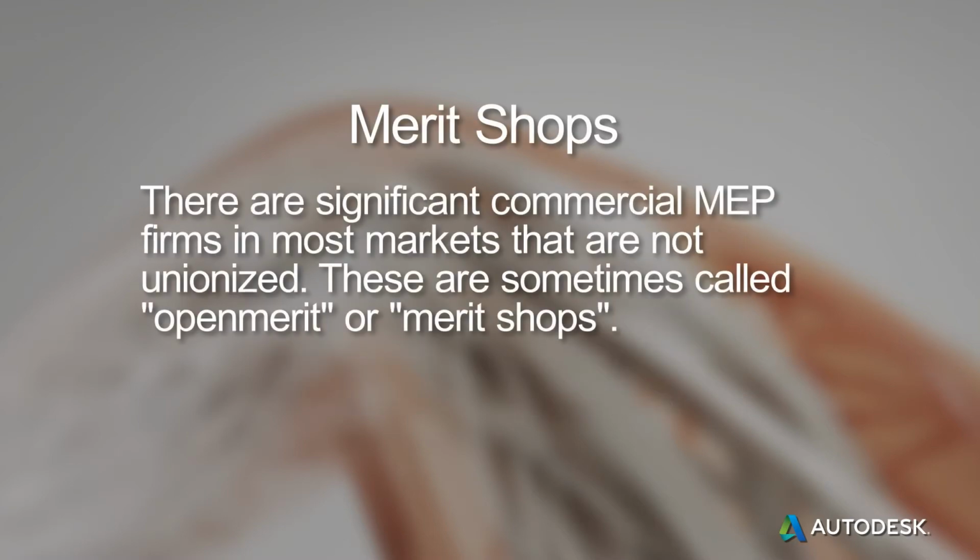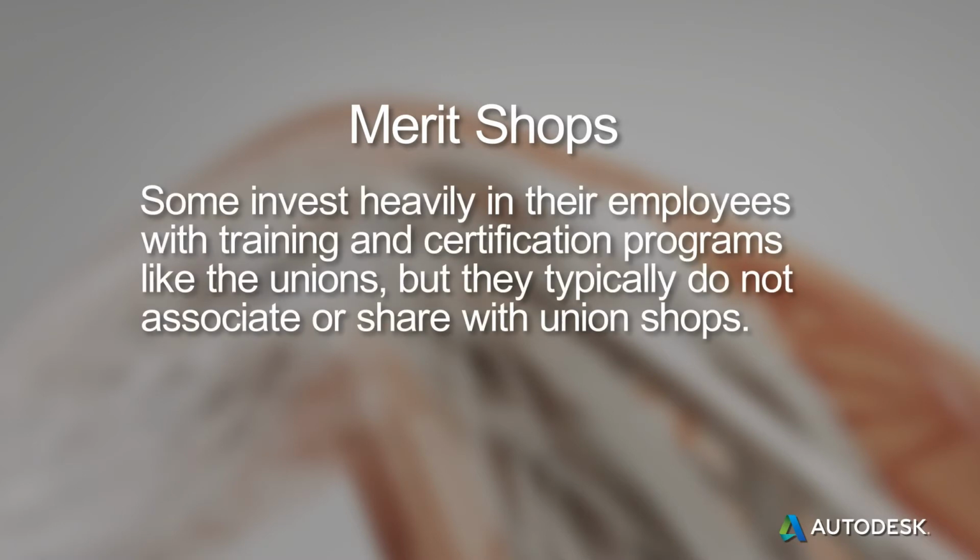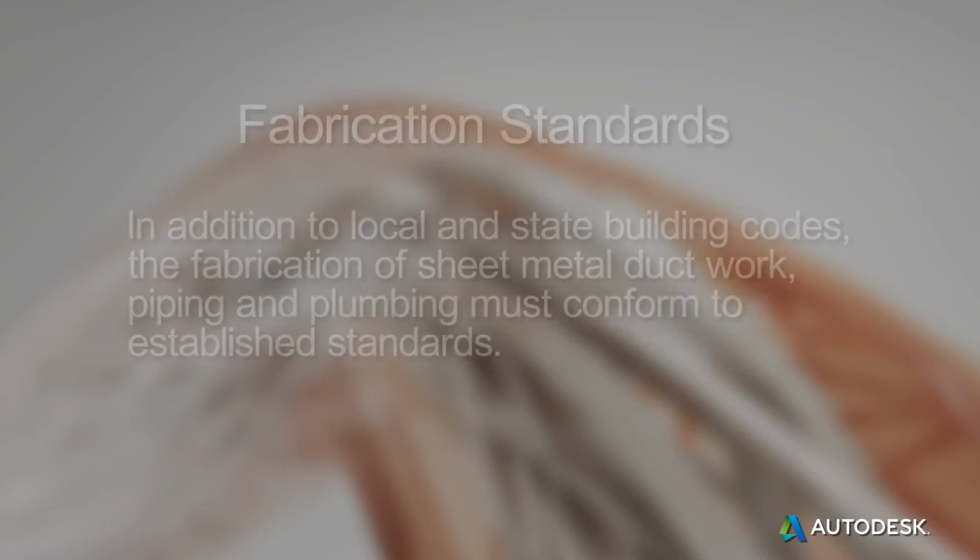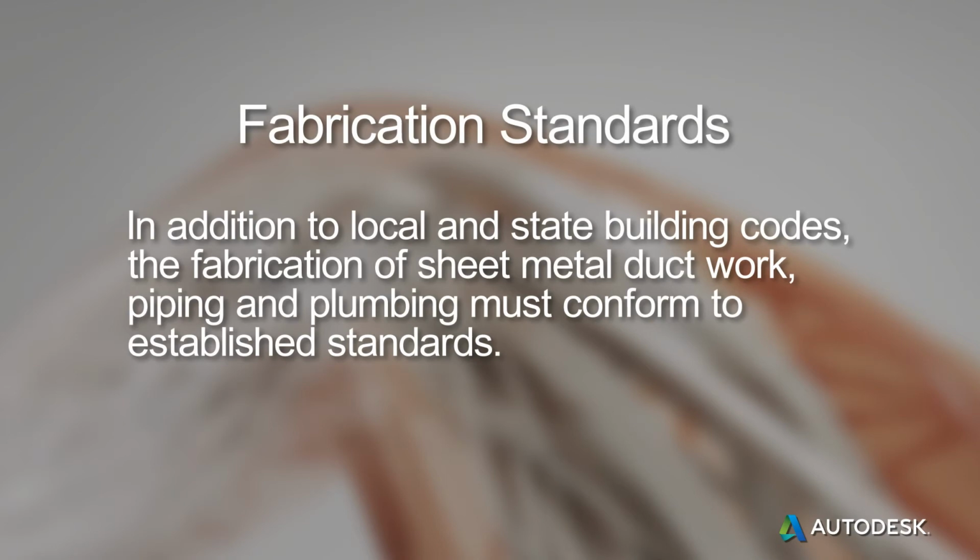There are significant commercial MEP firms in most markets that are not unionized. These are sometimes called open merit or merit shops. Some invest heavily in their employees with training and certification programs like unions, but they typically do not associate or share with union shops. In addition to local and state building codes, the fabrication of sheet metal ductwork, piping, and plumbing must conform to established standards.